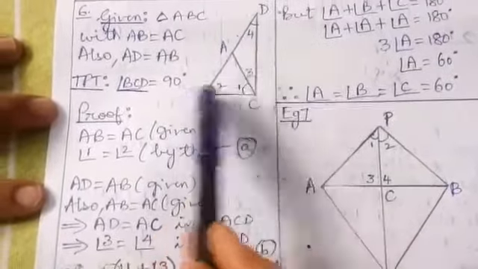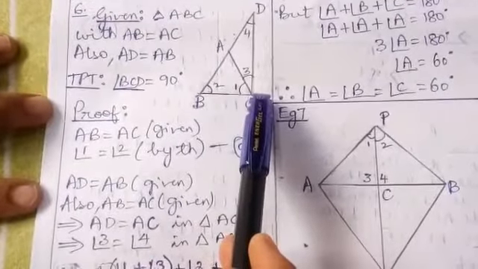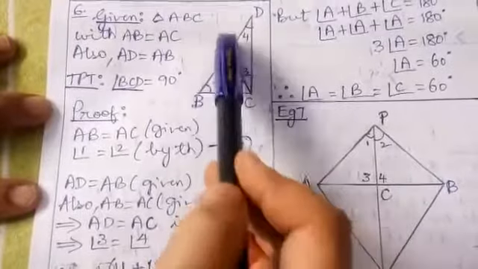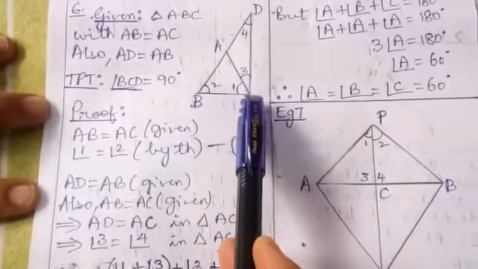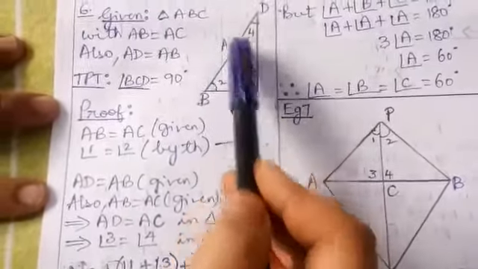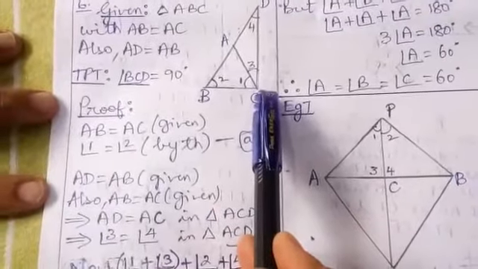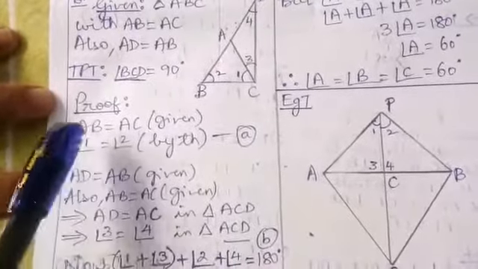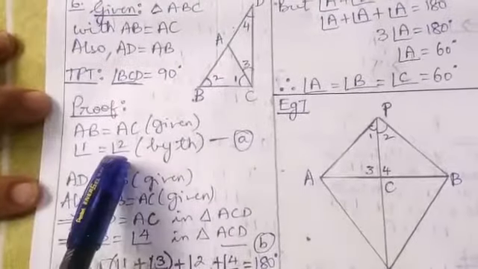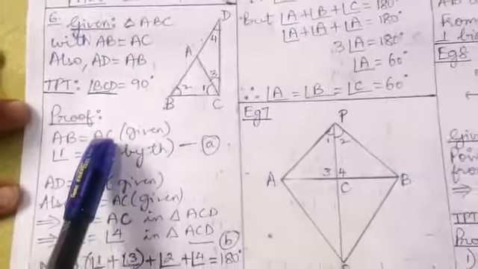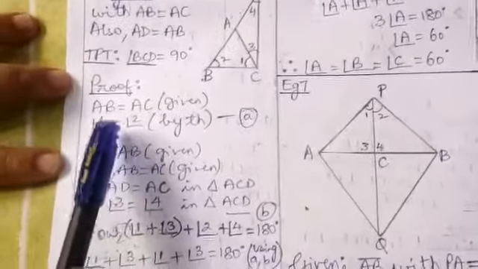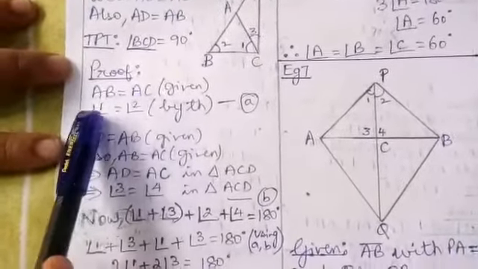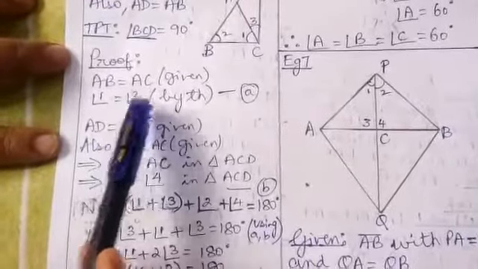In triangle ABC, we know that AB equals AC. So when two sides are equal, the angles opposite to them are also equal. Angle 1 is the angle opposite to AB and angle 2 is the angle opposite to AC in triangle ABC. So since AB equals AC, we have angle 1 equals angle 2. Let's call this result A.